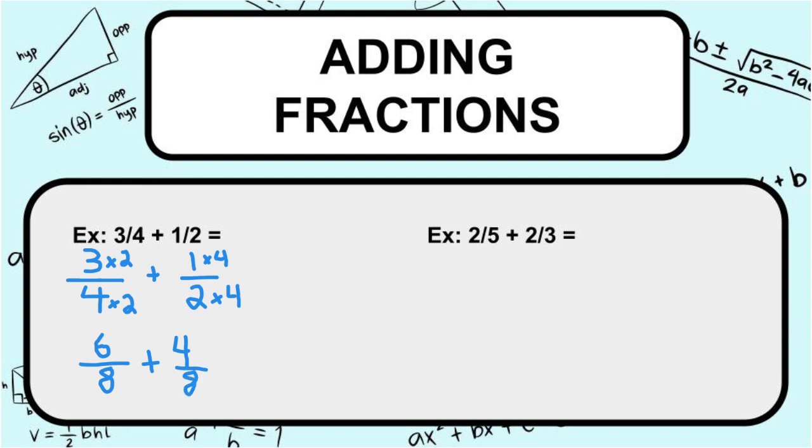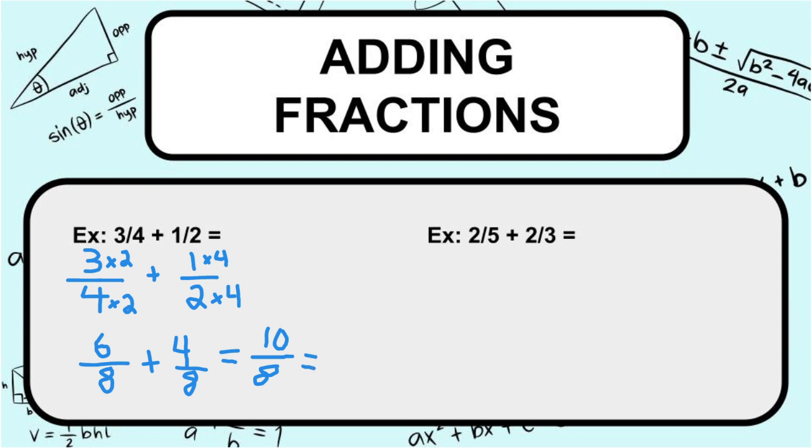Okay. Now, step 2 is to add the numerators. The denominator stays the same, so I'm going to bring that 8 over right away. I'm going to draw my fraction bar. Now I'm going to add 6 plus 4, which is 10. So now we are left with an improper fraction. No big deal. Step 3, simplify the fraction, right?